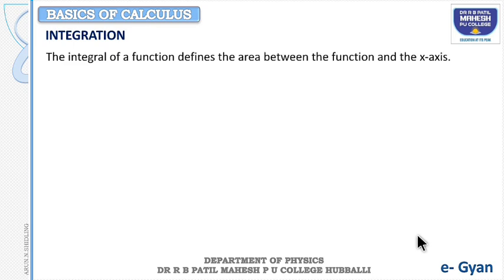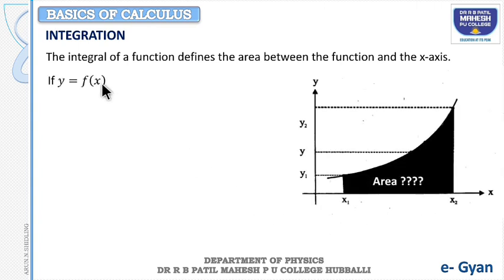Integration of a function is defined as the area between the function and the x-axis. What do I mean by this? Let us take a function. If we integrate the function, then we get the area between the function, I mean the curve, and the x-axis, the shaded region here. I have taken the limits x1 and x2, and between these I am trying to find the area. So integration gives me the area here.